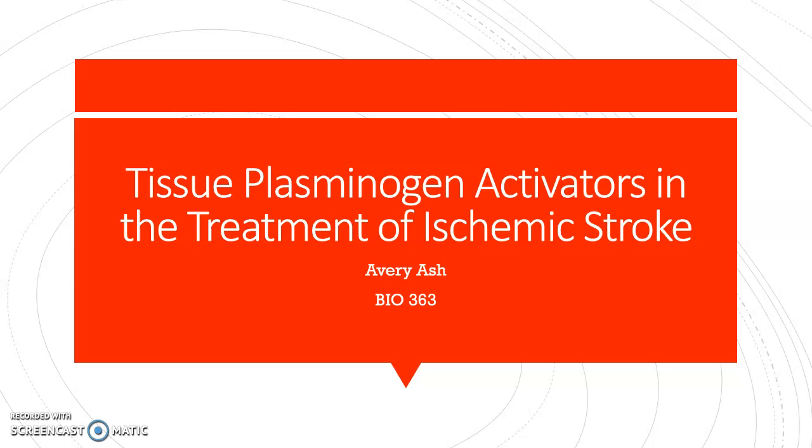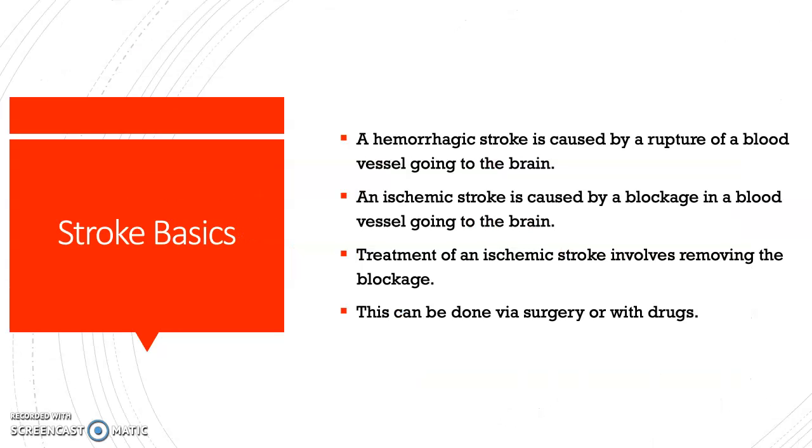For this week's interactive case study, we are talking about tissue plasminogen activators in the treatment of ischemic strokes. There are two different types of strokes. A hemorrhagic stroke is caused by a rupture of a blood vessel that's going to the brain, and an ischemic stroke is caused by a blockage in a blood vessel going to the brain.